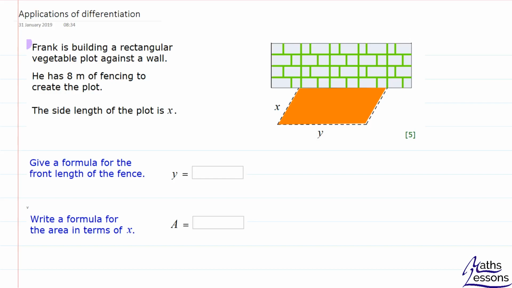Right, in this video we're going to look at applications of differentiation. We're going to see how to use differentiation to solve problems. First of all, we've got a very common problem with a rectangle. We want to see what the biggest rectangle you can make with 8 meters of fencing attached to this wall is. That's what the problem's all about.